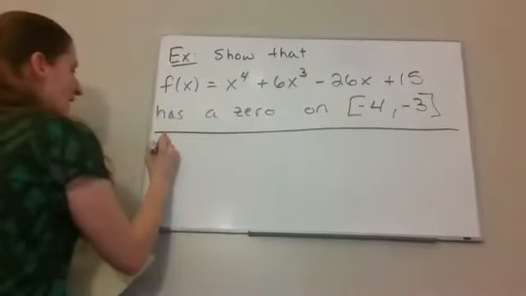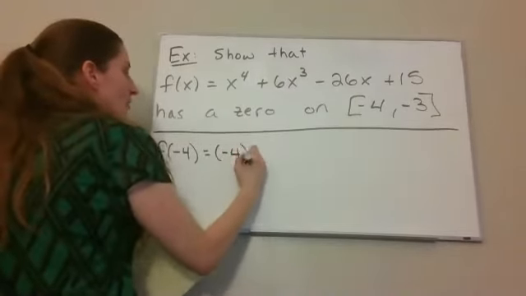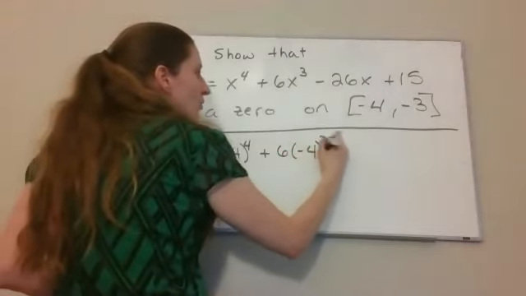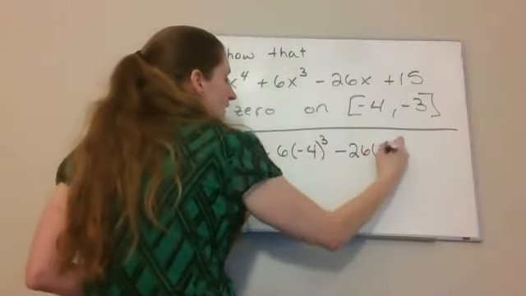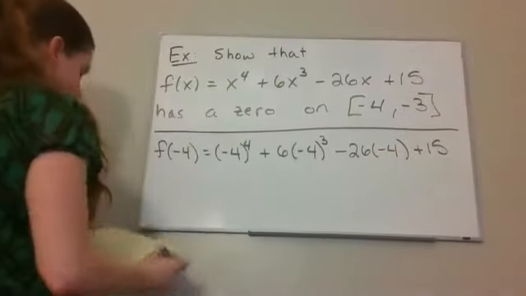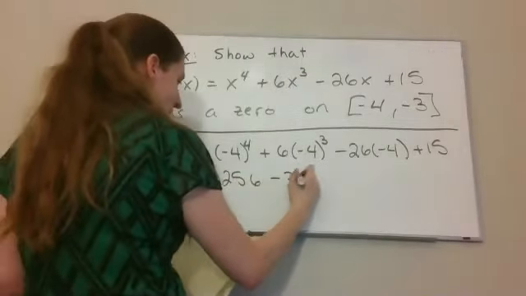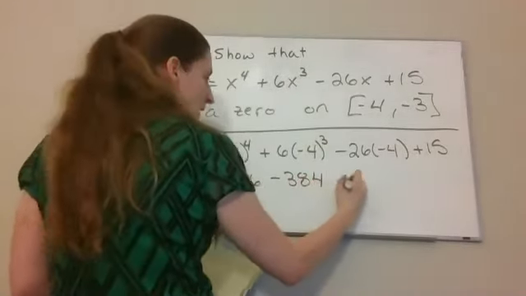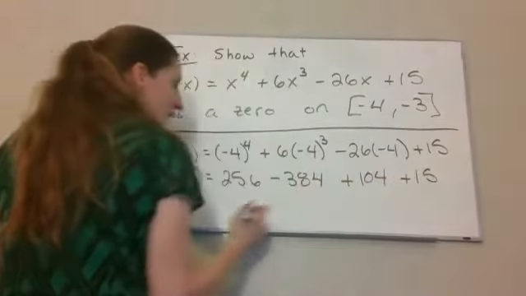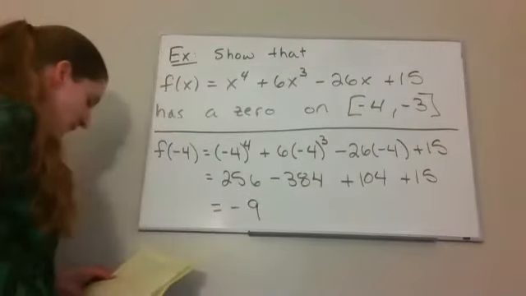So f of -4, well, that's -4 to the 4th plus 6 times -4 cubed minus 26 times -4 plus 15. This equals 256 minus 384 plus 104 plus 15. And when you add all of those together, you get -9.